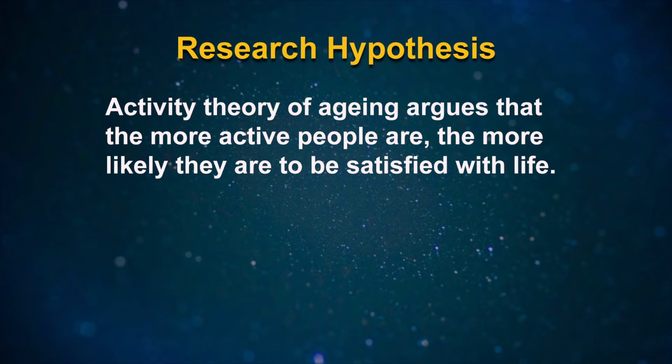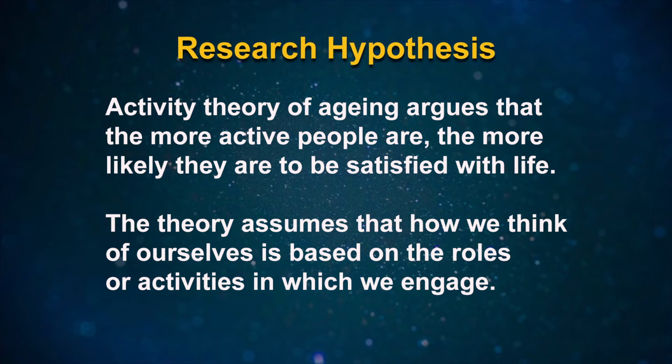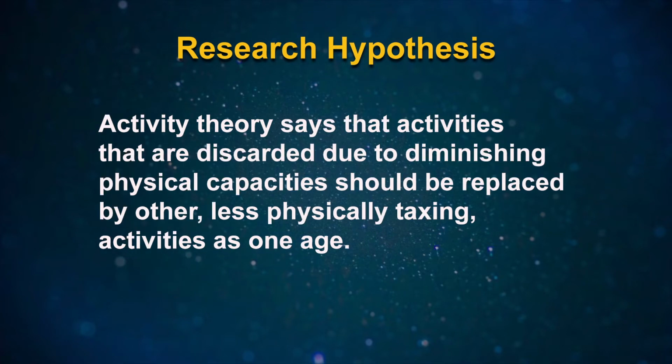For example, activity theory of aging argues that the more active people are, the more likely they are to be satisfied with life. The theory assumes that how we think of ourselves is based on the roles or activities in which we engage. Activity theory says that activities that are discarded due to diminishing physical capacities should be replaced by other, less physically taxing activities as one ages.